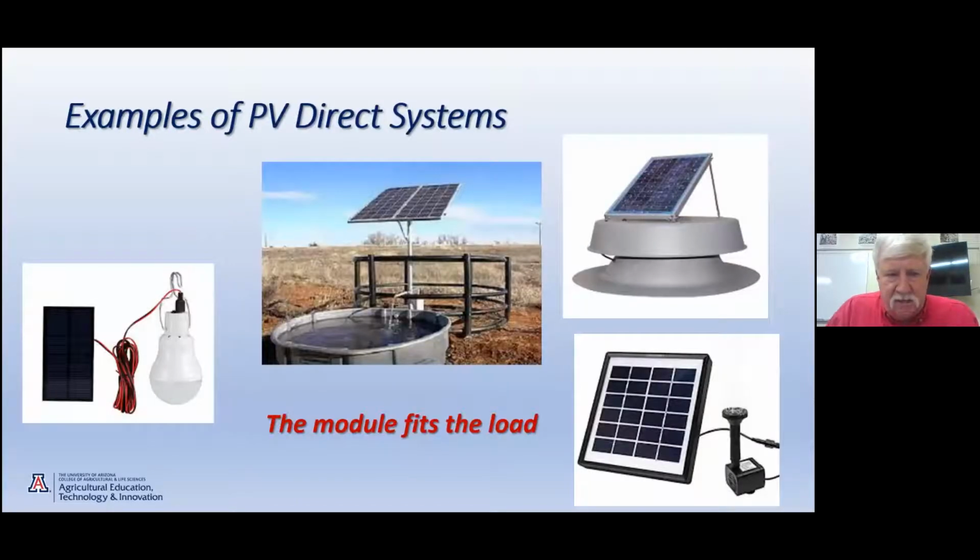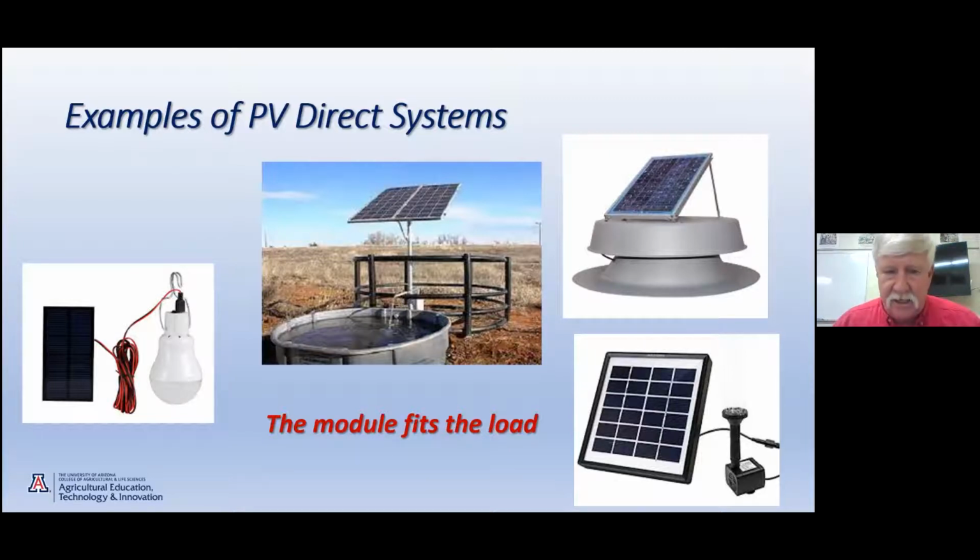Here are some examples of PV direct system loads. In agriculture, solar water pumping is probably the one we see the most out there. We can also see solar powered attic ventilation systems. And that kind of makes sense because we want the ventilation fan working during the hottest part of the day, and that's usually during the day. And so if we have a solar module hooked up to the fan and it runs during daylight hours, that's great. Again, a PV direct system has no energy storage component to it.